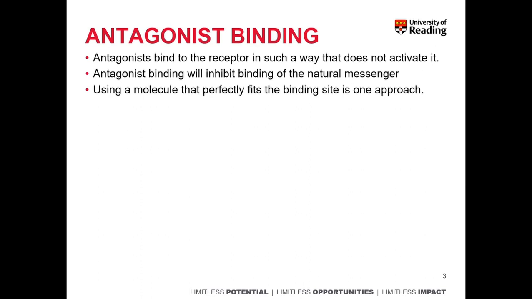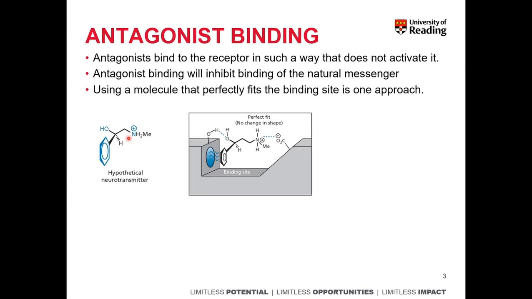Now, one approach that we can take is using a molecule that perfectly fits into the binding site. So for example, here we have a hypothetical neurotransmitter. Now, if we take this molecule and we make it a little larger, we say extend the length of this chain here, we can make the molecule go into a receptor binding site, but not activate it.